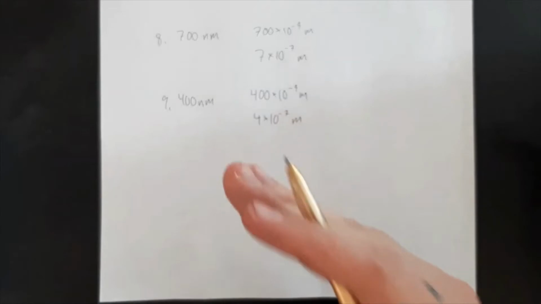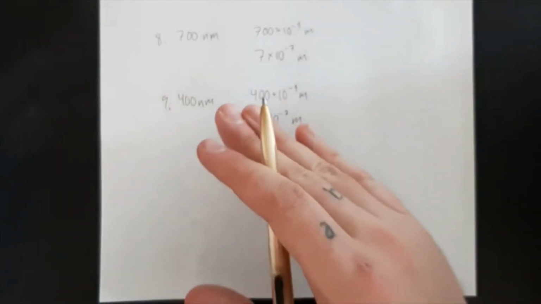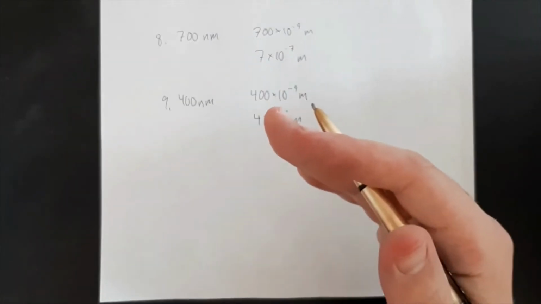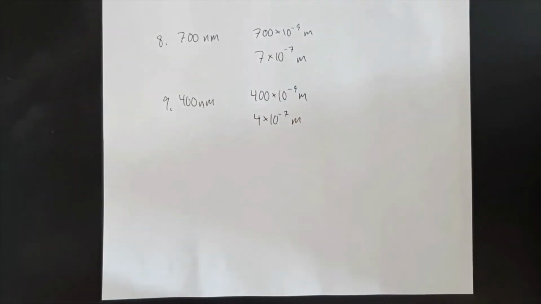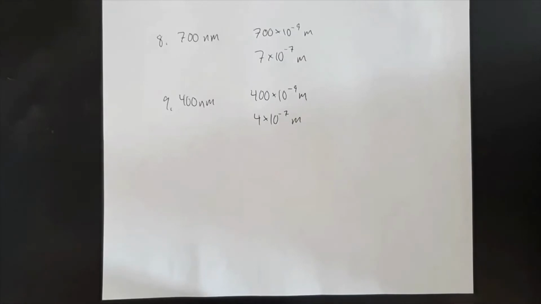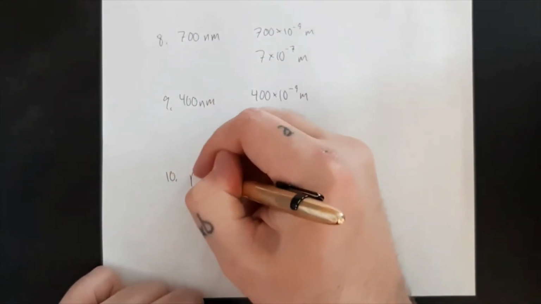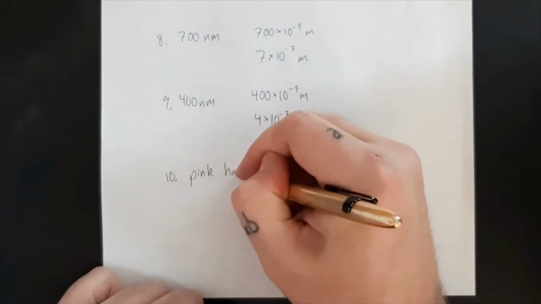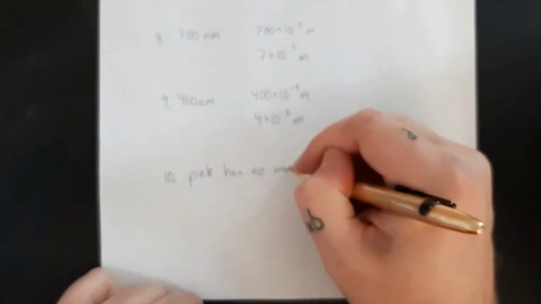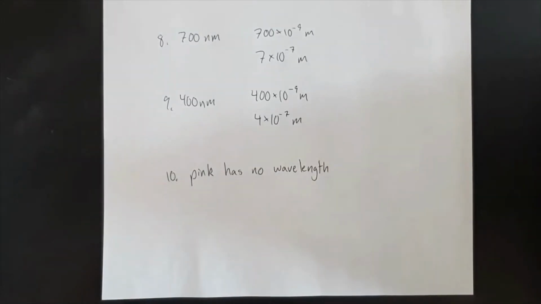Like green light has a specific wavelength. Blue light has a specific wavelength. Yellow light has a specific wavelength. Pink is always going to be a combination of two different wavelengths of light because it's made from two different sides of that visual spectrum. There's no such thing as pure pink light. It does not exist. Pink does not have a wavelength. And that's not to say that pink doesn't exist. It just isn't a color by itself.